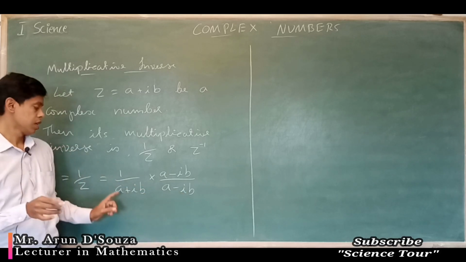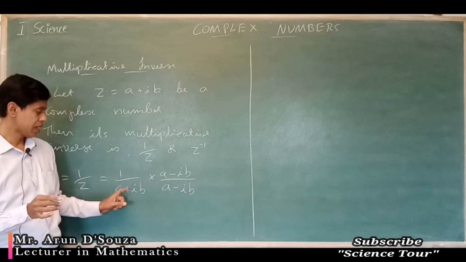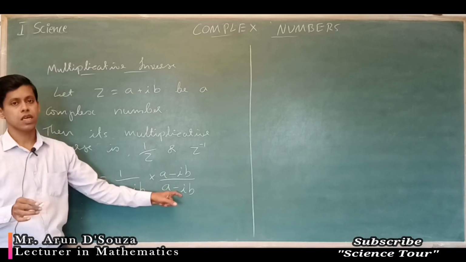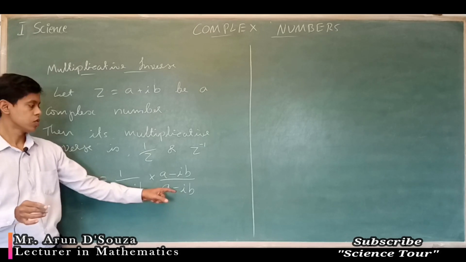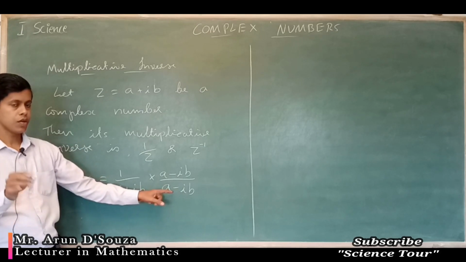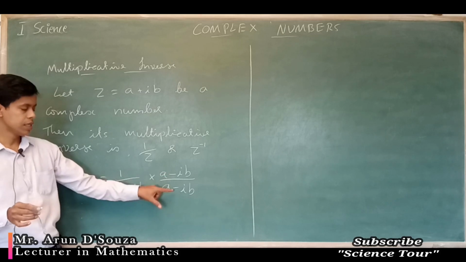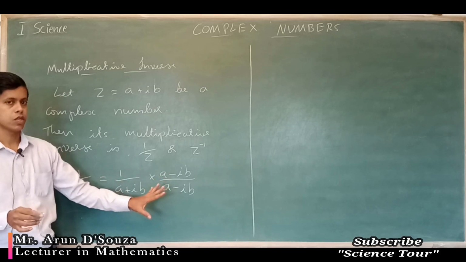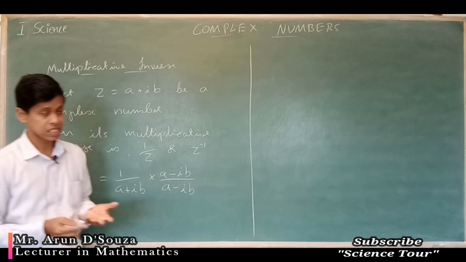What happens to the conjugate? The real part remains the same. The imaginary part changes sign. Right. So that is about the conjugate. Now what are you doing? Multiply and divide by the conjugate. Okay. So that is rationalization.